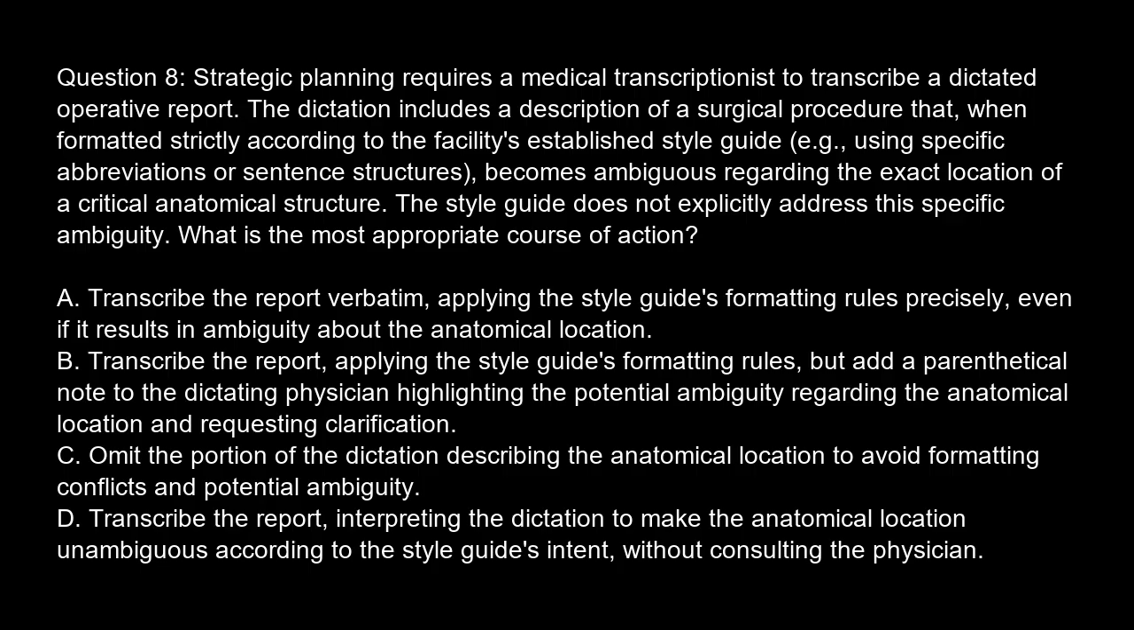Option A. Transcribe the report verbatim, applying the style guide's formatting rules precisely, even if it results in ambiguity about the anatomical location. Option B. Transcribe the report, applying the style guide's formatting rules, but add a parenthetical note to the dictating physician, highlighting the potential ambiguity regarding the anatomical location and requesting clarification. Option C. Omit the portion of the dictation describing the anatomical location to avoid formatting conflicts and potential ambiguity. Option D. Transcribe the report, interpreting the dictation to make the anatomical location unambiguous according to the style guide's intent, without consulting the physician.